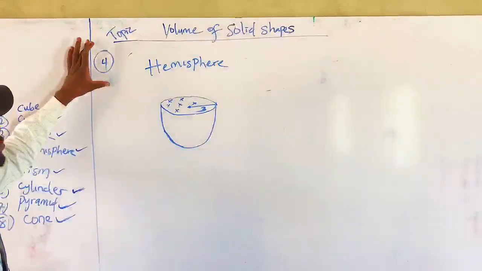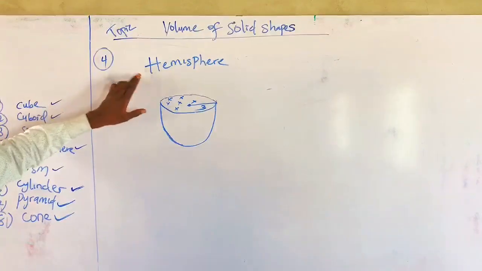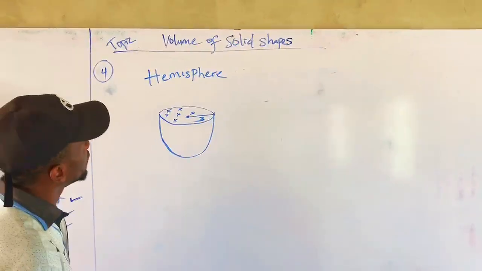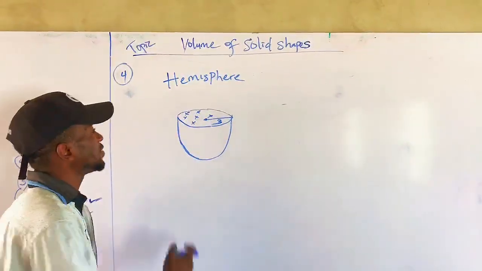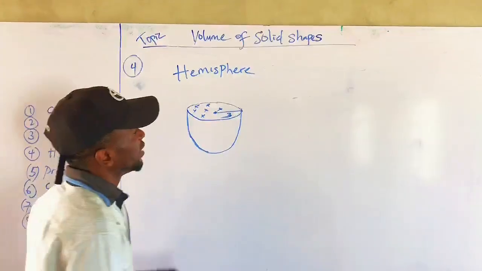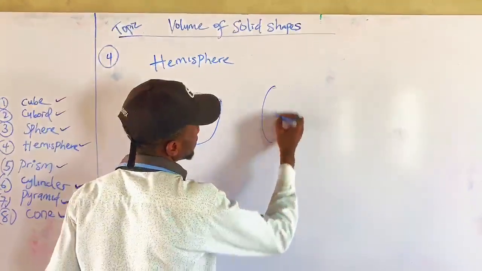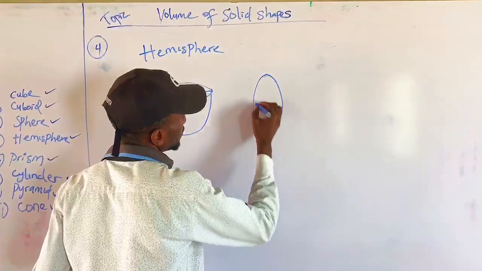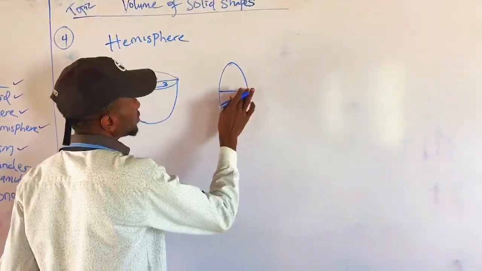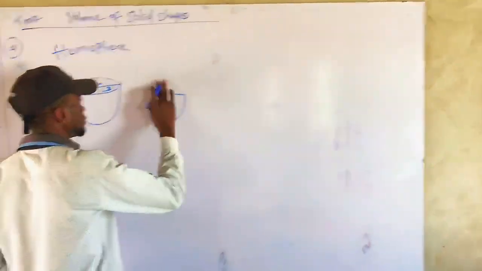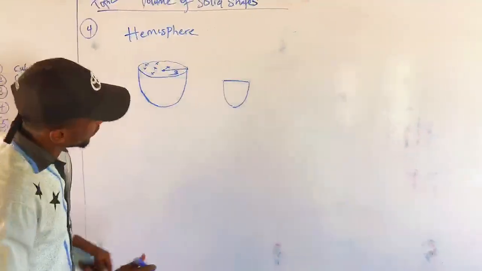The fourth shape we are going to be talking about is the hemisphere. Now, hemisphere and sphere, they are similar. Hemisphere is half of a sphere. If I have my sphere like this, divided by 2, and I decide to clean this top portion, this is my hemisphere.